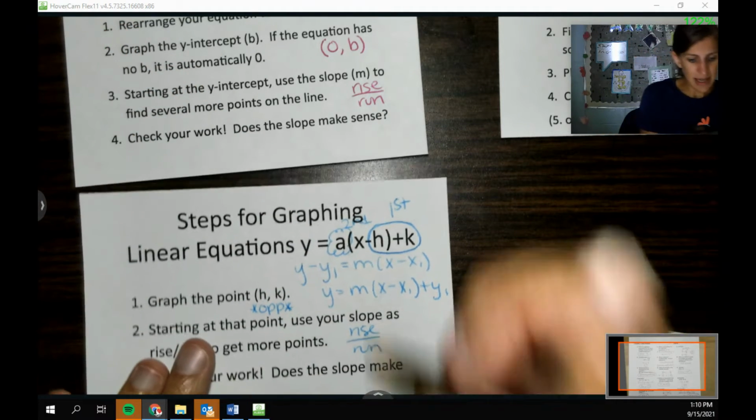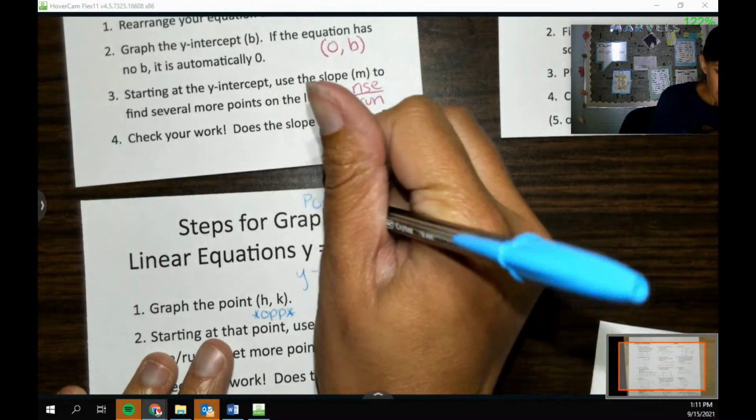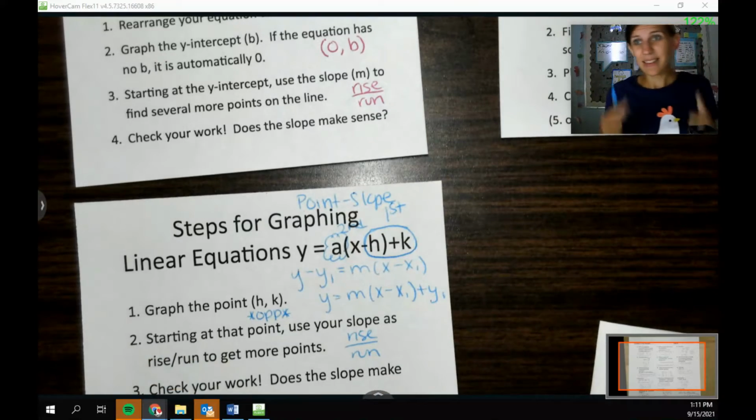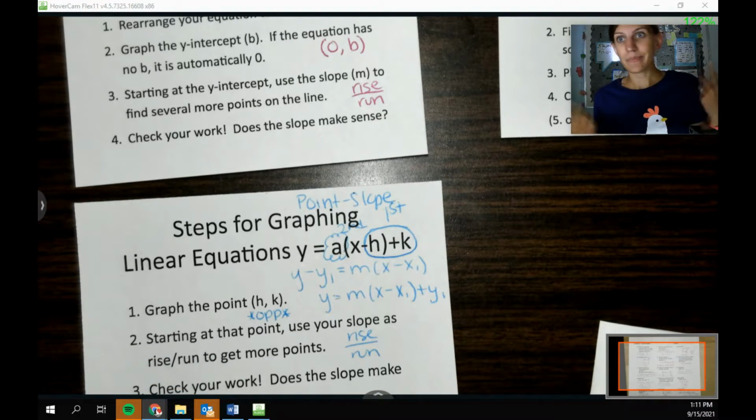Oh, this one has a mathy name too. It's called point slope form. And that makes sense because it's got a point and it's got the slope. So there you go.